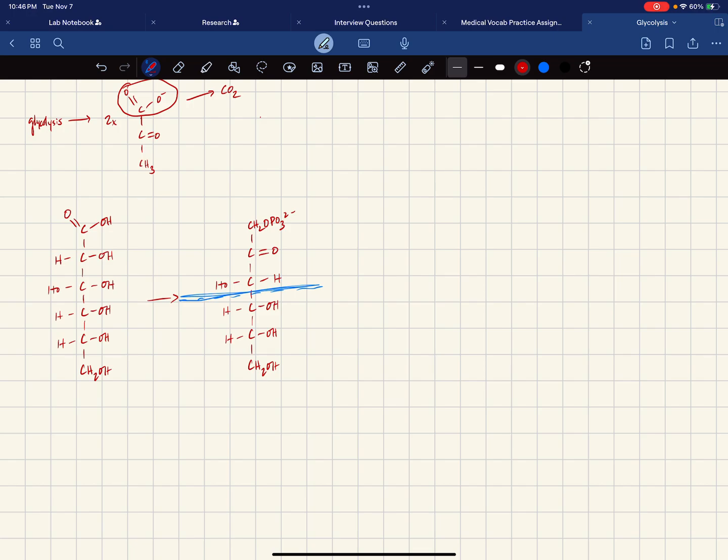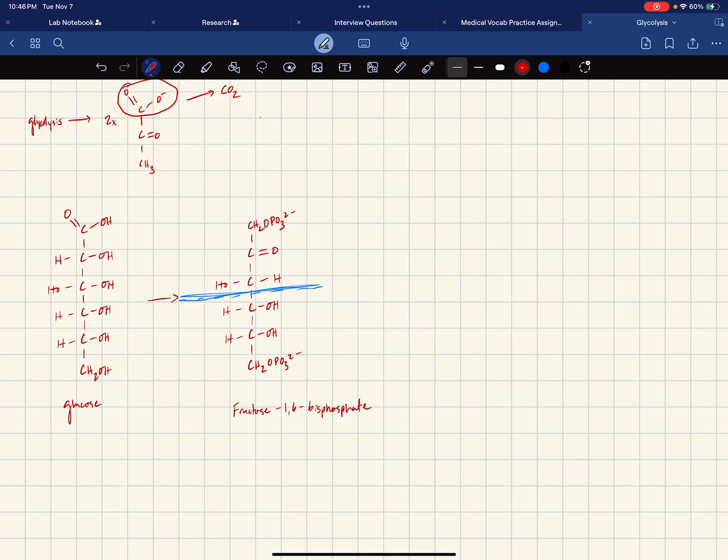just because we went from glucose to fructose 6-phosphate, fructose 1,6-bisphosphate. So this likewise will be CH2OPO3 2 minus. So this was glucose. This is fructose 1,6-bisphosphate. That's what the line structure of that looks like.